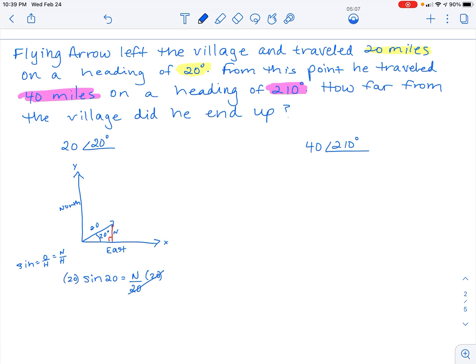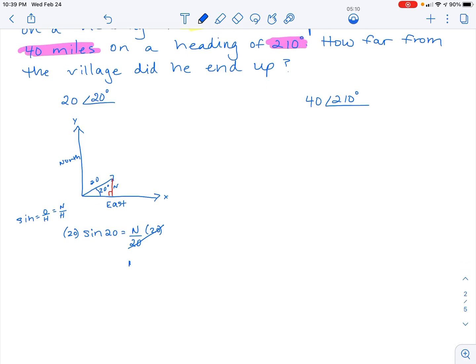And when you put that into your calculator, you're going to end up with a north direction of approximately 6.8. Okay, and it's positive, right? So it's up. I'm going to put a positive up just as a reminder to us. All right, now we have to figure out the cosine of 20.